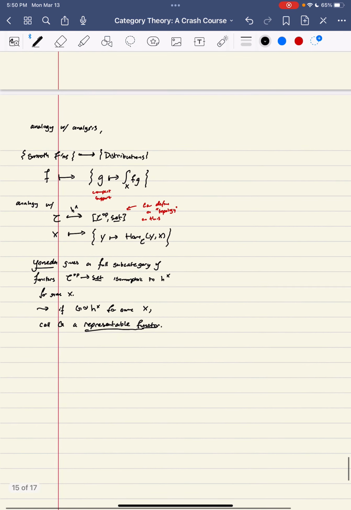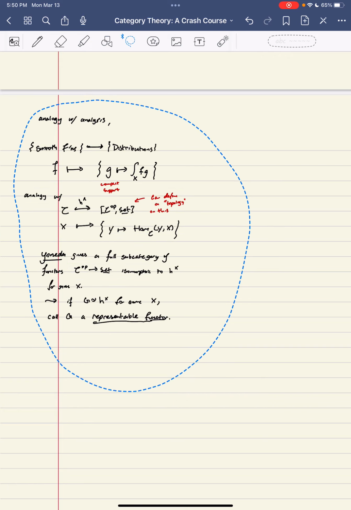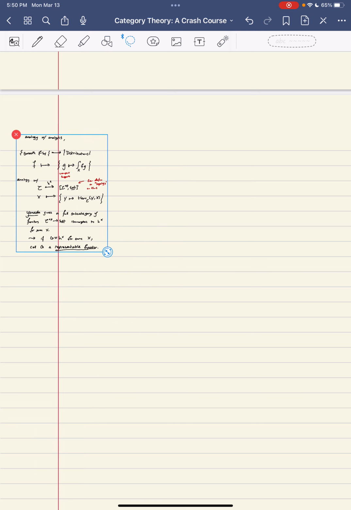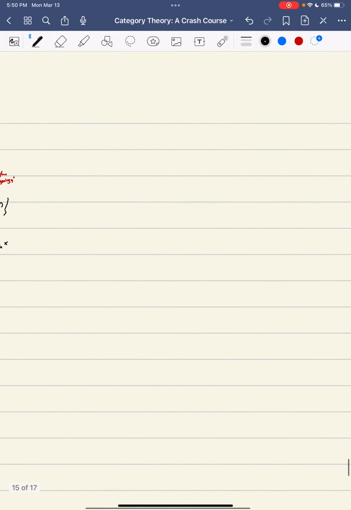So I'm going to shrink this. Here, put this over here. I'll do one example right now of a representable functor we've already seen. Last time, in problem session 1, we saw the following functor.